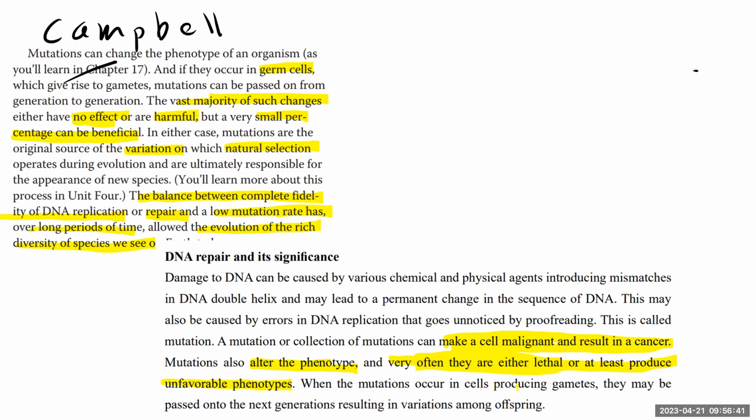When a mutation occurs in gamete-producing cells, it may be passed into the next generation, resulting in variation among species. So again, it says variations are important. It can pass to the next generation.